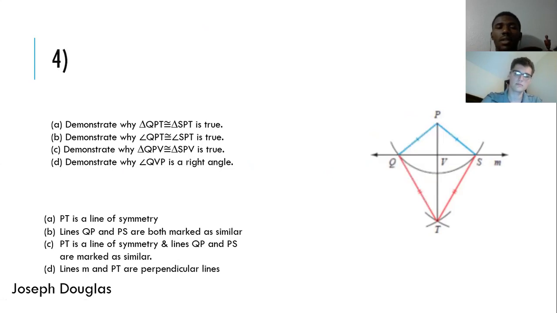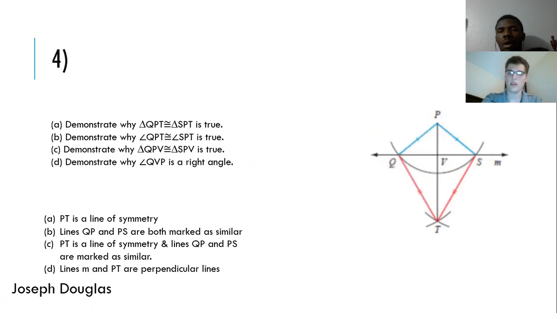And then for the first one up there, for triangle QPT and SPT, the explanation would be the same as why triangle QPV is essentially the same as SP. Okay. And then why is angle QVP a right angle?